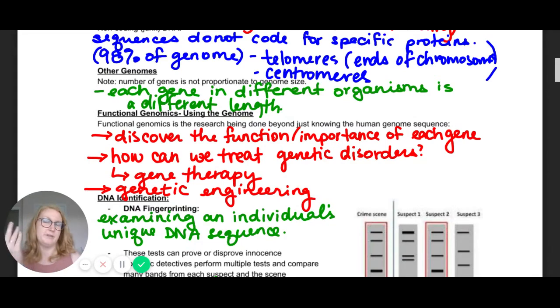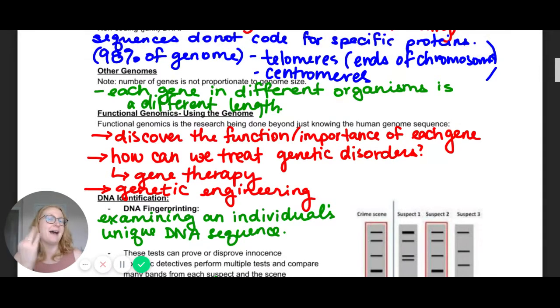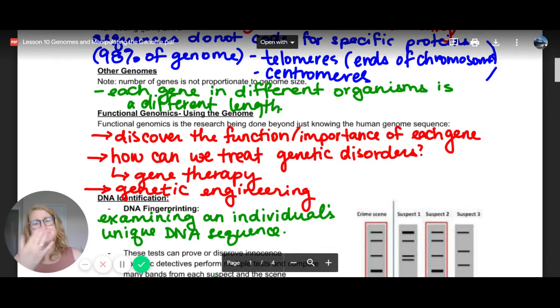Now I want to talk about what do we actually use this genome for? And it's called functional genomics. So we have this genetic code. And now it's the question of what do we actually use it for? So what is like the power of knowing the human genome? And so I've mentioned a couple of things here.